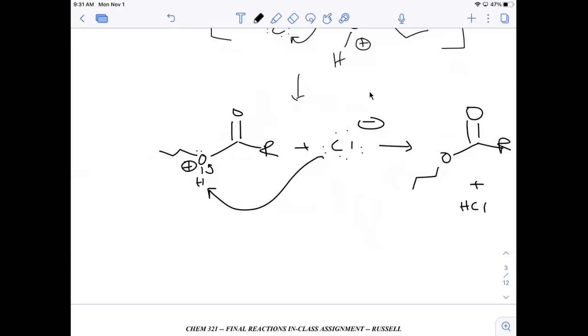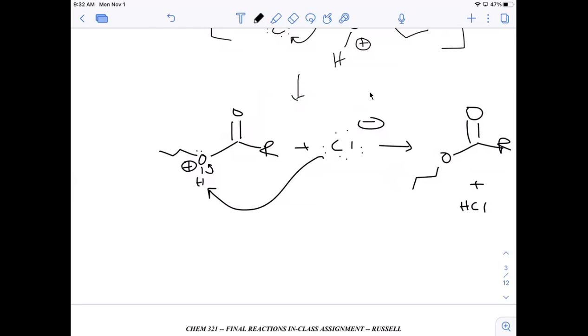It's a very similar mechanism to the mechanism that we saw up top. So again, when you're learning reactions, it's good to learn to classify them. We can put these two reactions in the same class based on how they work. The mechanism is going to be very similar for both reactions.